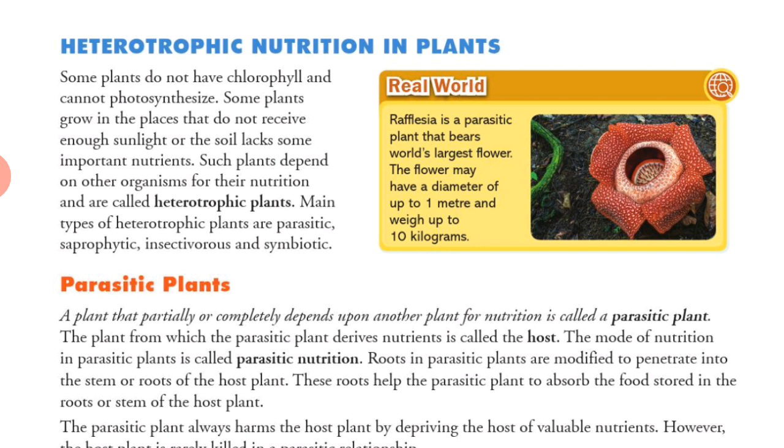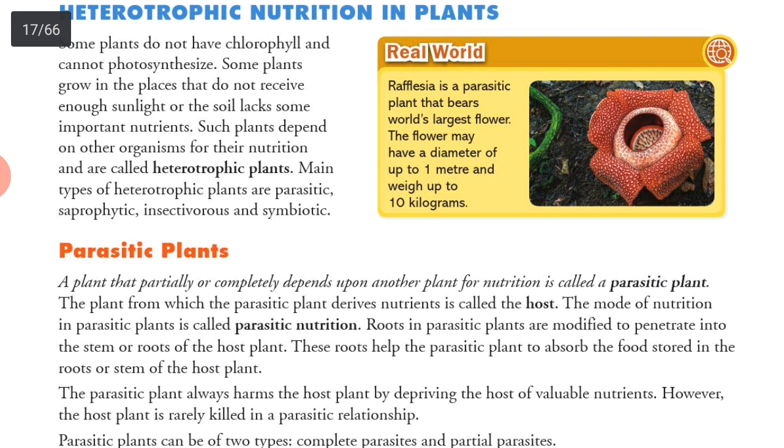The parasitic plants always harm the host by depriving the host of valuable nutrients. Okay, however, the host plants are rarely killed in a parasitic relationship. Okay, if some guest comes to your house during these lockdown periods, you have a limited amount of food at your home, and that will definitely harm you. It can decrease the duration of food for yourself.